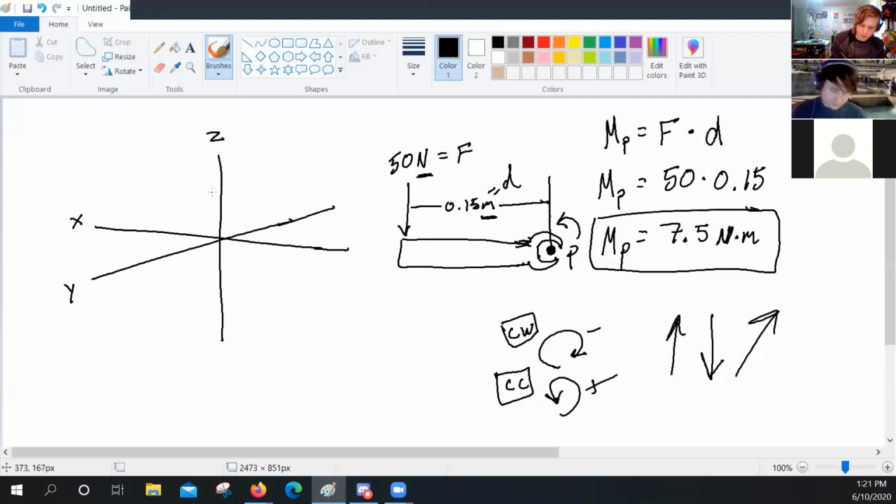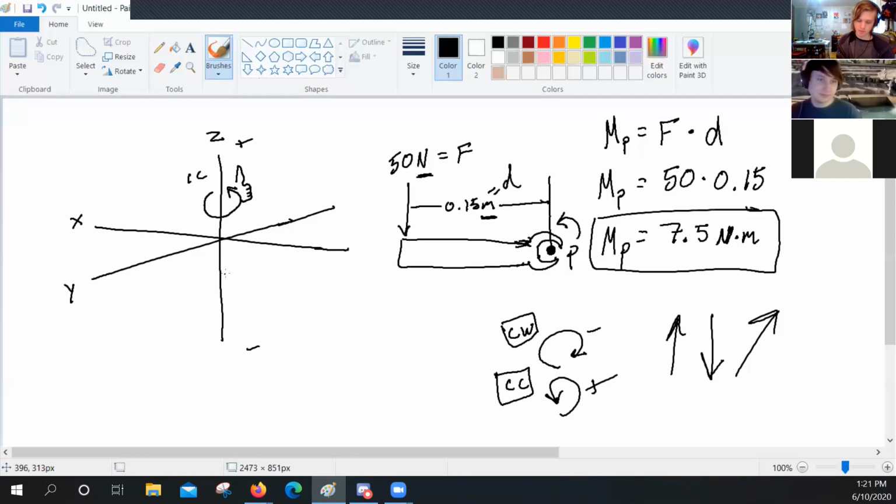Basically, if I have a moment going around Z, and I take my hand and curve it the same way, my thumb is pointing upward, which is positive Z, like up is positive and down is minus. So if you did your right hand rule, your thumb would be pointing up, and therefore counterclockwise is positive.